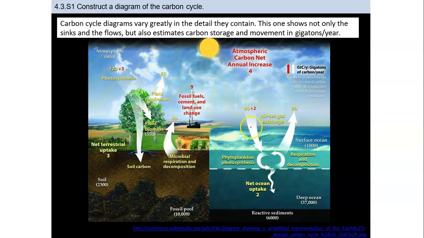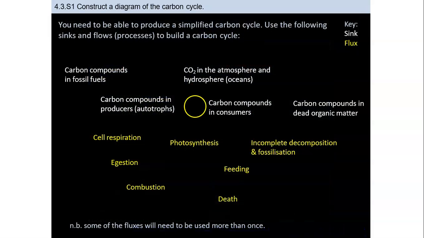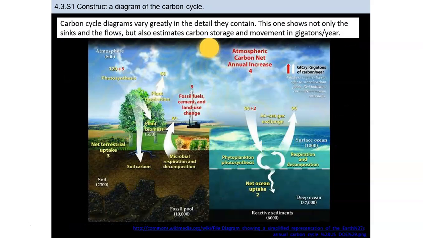Alright, this is a carbon cycle and how to construct a diagram of the carbon cycle. For constructing a carbon cycle, I suggest you do this activity. You just write the names of the carbon related compounds and all other words over here, and try to make the diagram by drawing arrows to show how the carbon cycle is working. Let me explain a little about this graph.